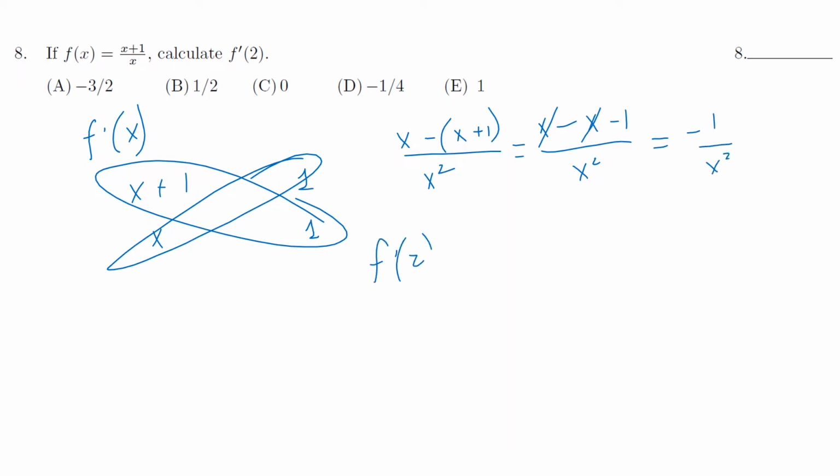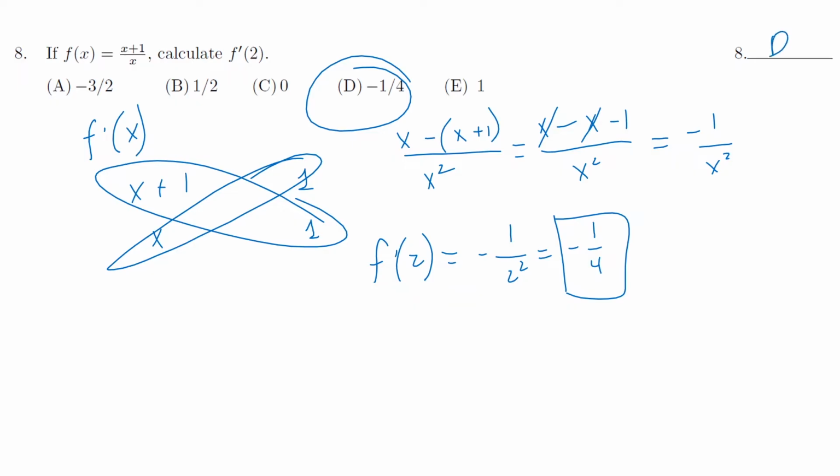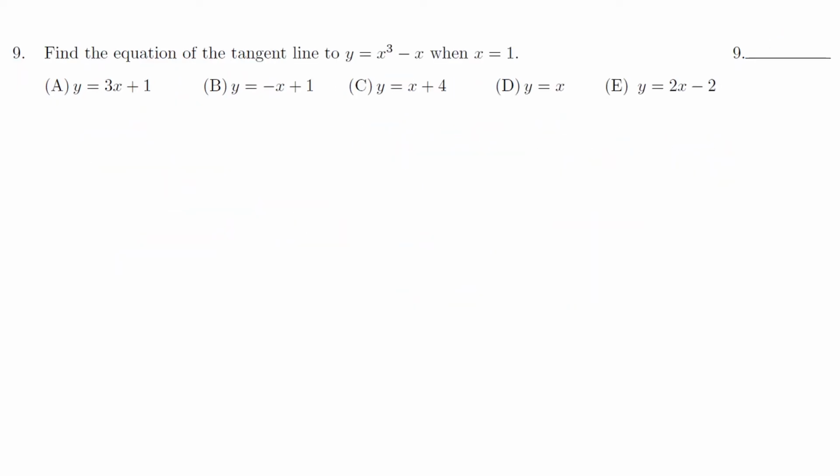Now f prime of 2 equals negative 1 over 2 squared, which is equal to negative 1/4, which is D. Next, find the equation of the tangent line at x equal 1.